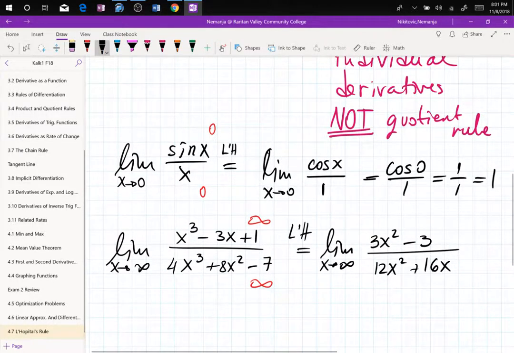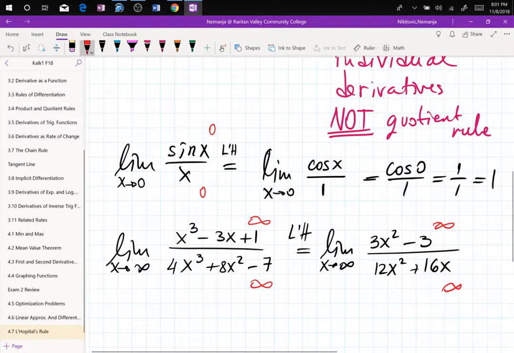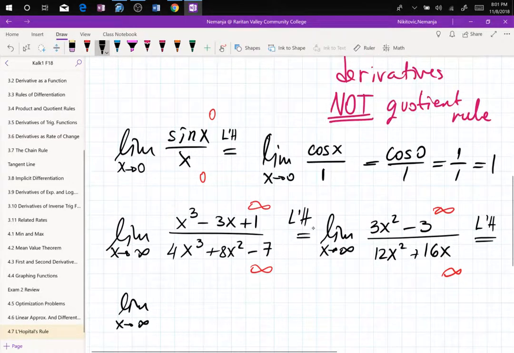Plug in infinity, what do I get? Infinity over infinity again. So, L'Hopital again. L'Hopital, we get, make sure you're copying this limit every line. What do I get? Another infinity, another derivative. I get 6x divided by 24x plus 16.